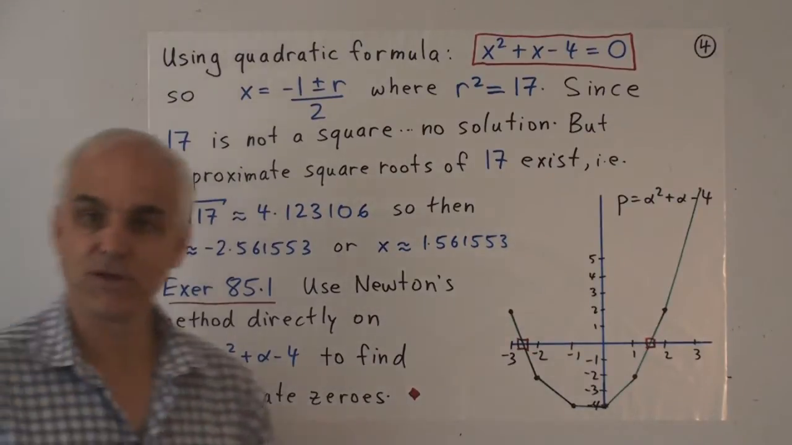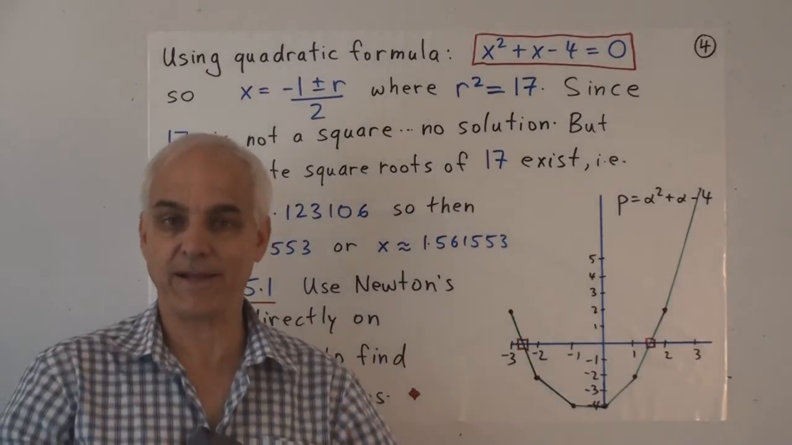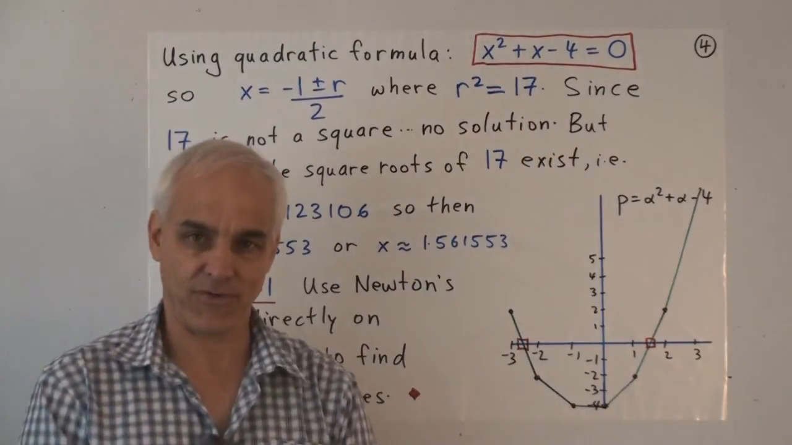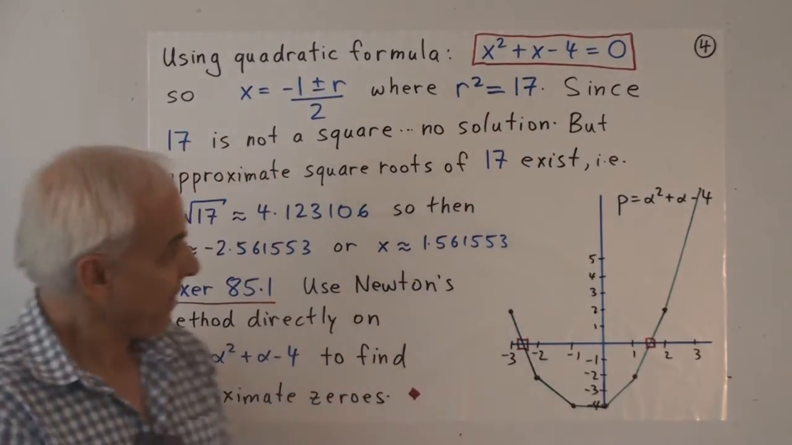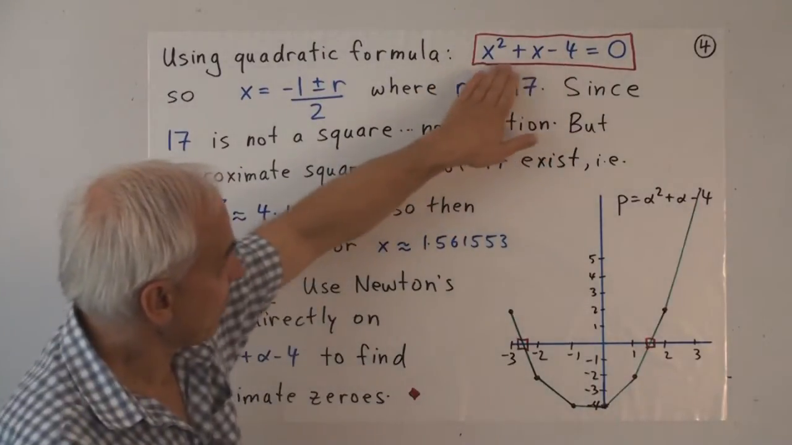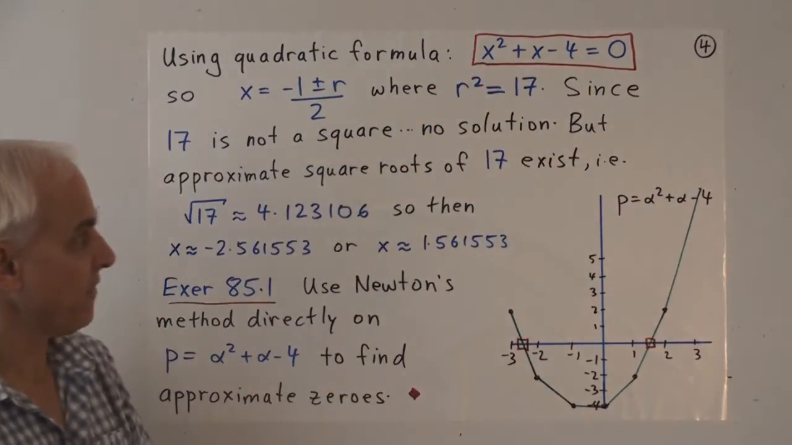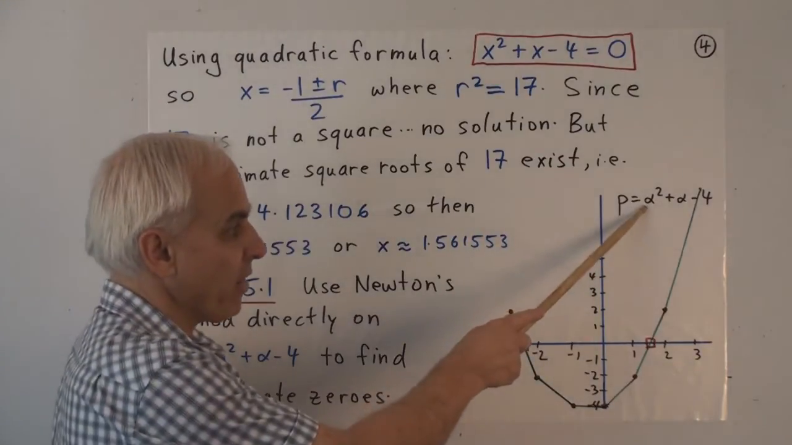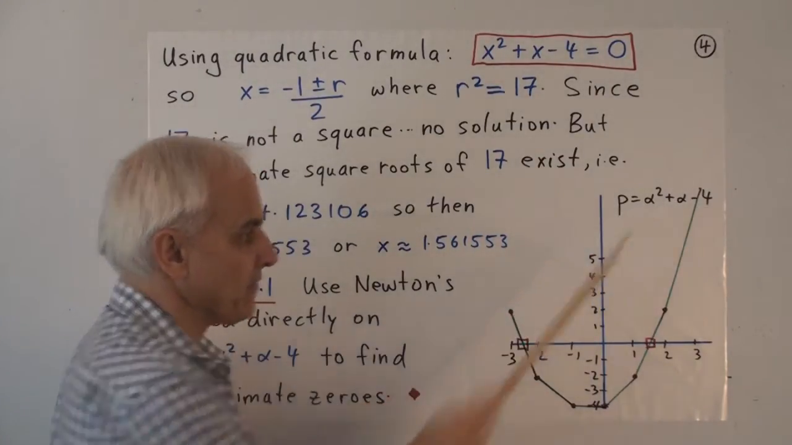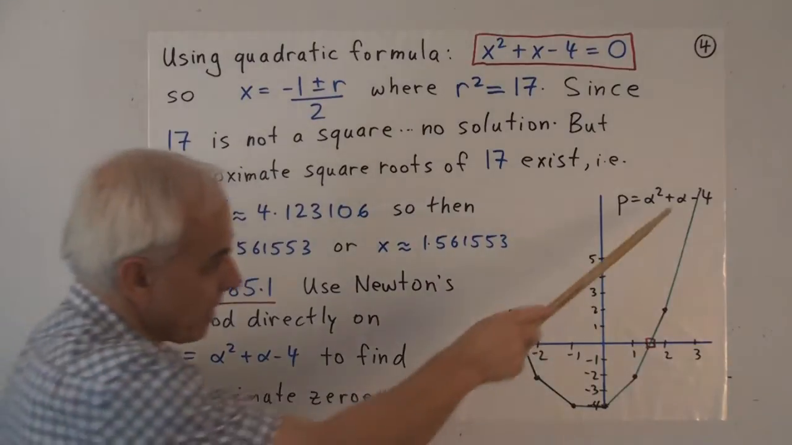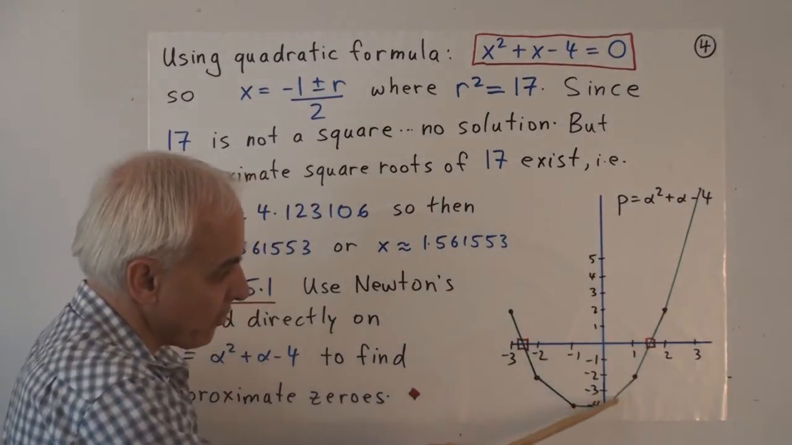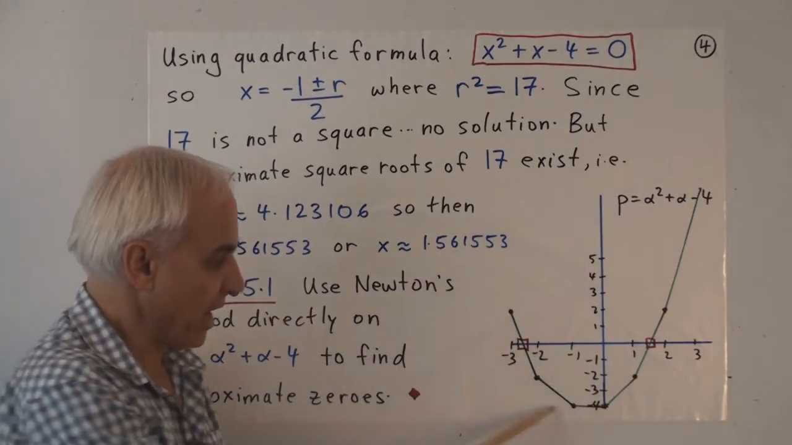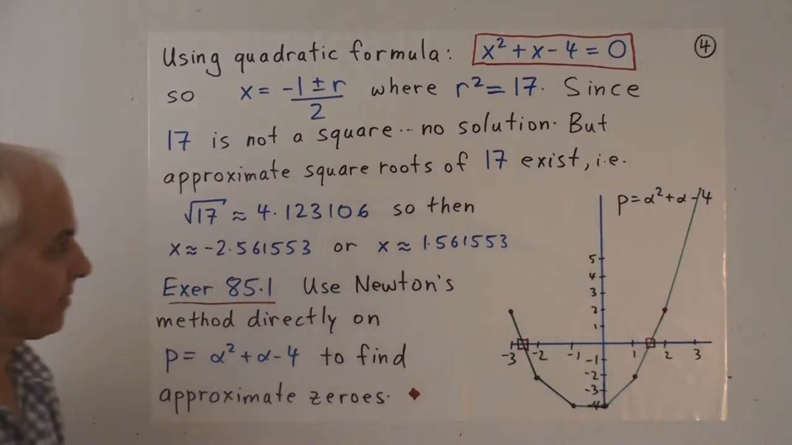Now, it's also possible to use Newton's method directly on this quadratic, of course. That means we could think about plotting this function, the function x squared plus x minus 4, or better yet, the polynomial alpha squared plus alpha minus 4. So here's my rather crude attempt at graphing it. I've plotted a few points and joined the dots.